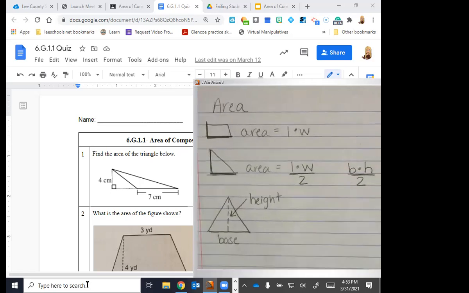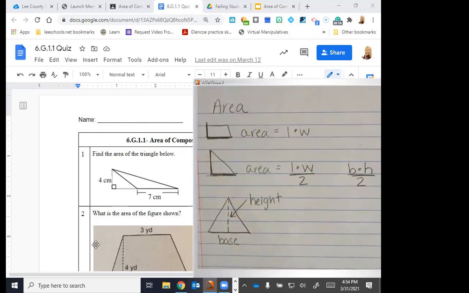So now we know the formulas or the equations we're going to use. We can easily plug those into the problems. So the first problem that you see on your quiz, question number 1, has a triangle. So I know I'm going to be using my triangle equation. The first problem says find the area of the triangle below. And it gives me measurements. It gives me 4 centimeters by 7 centimeters.